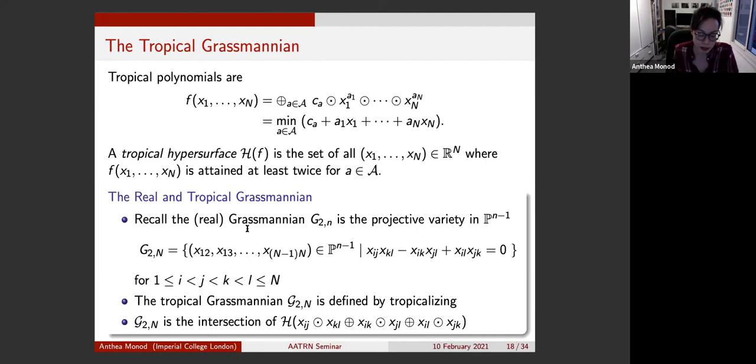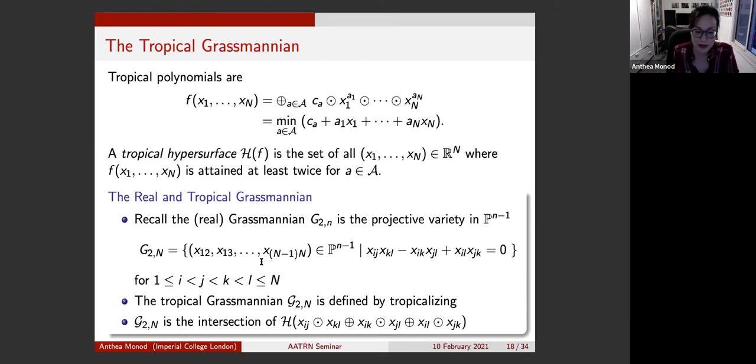There's an object in algebraic geometry that people care about, the Grassmannian, which is a projective variety given by this expression here. This linear equation is very important in tropical geometry. It looks very innocent and simple, but it gives rise to lots of important implications in tropical geometry.